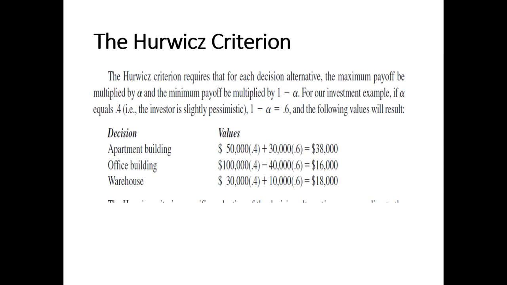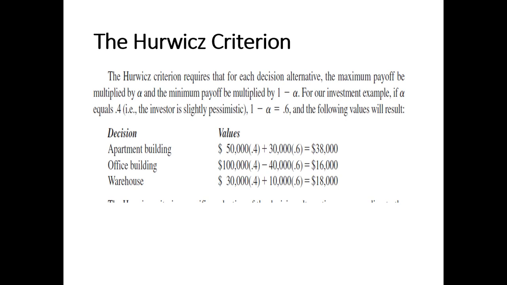So first we asked how much you feel. This investor, in the example given in the book, feels, okay, I am slightly pessimistic, meaning I am not so confident that the economic condition will be good. So I'll give 4 out of 10, or 0.4 out of 1, or 40 out of 100. So the value of alpha is 0.4. When 0.4 is the value of alpha, 1 minus alpha will become 0.6.